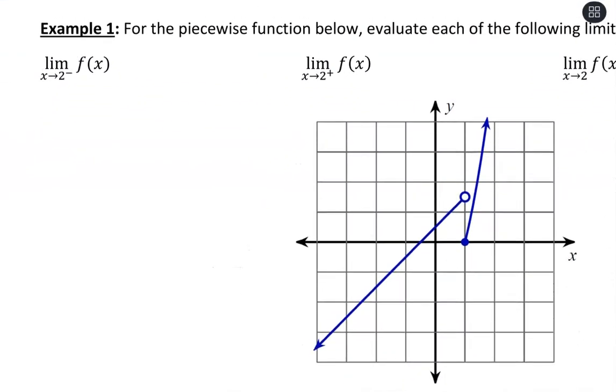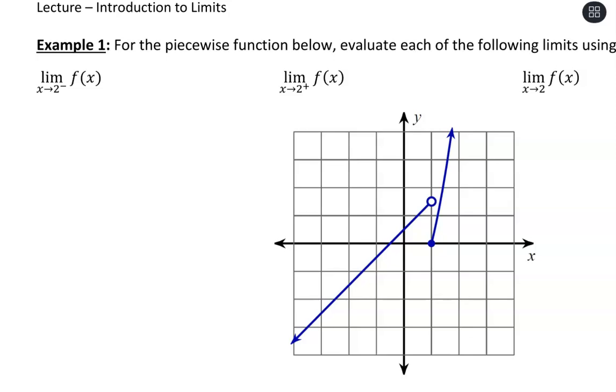So we have a piecewise function here, and what we're going to do is evaluate our one-sided limits, as well as our two-sided limit. Looking at all three of these notations, the focus is x approaching 2. So something I'm going to do is, first off, put some units on this graph. There's 2. Each of these blocks is going to represent a unit of 2. That's what we're doing here.